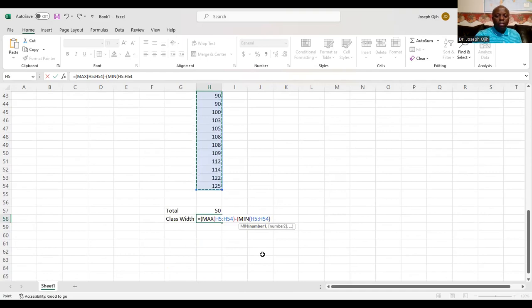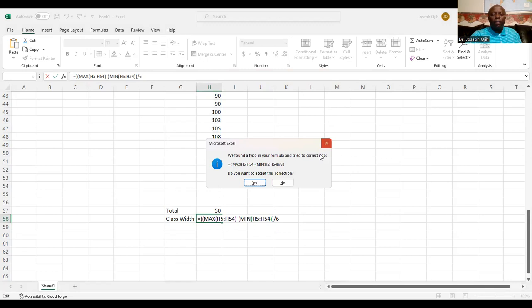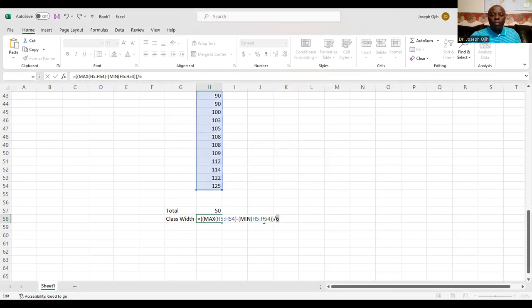Close it twice. Then divided by, remember you have how many parentheses? You have two opening parentheses, 1, 2. Now let me put one more to balance it. It's not balanced. Divided by number of classes. It said to use 6 classes, so type 6 there. Okay, it gave me a wrong answer. Don't worry, we get it.